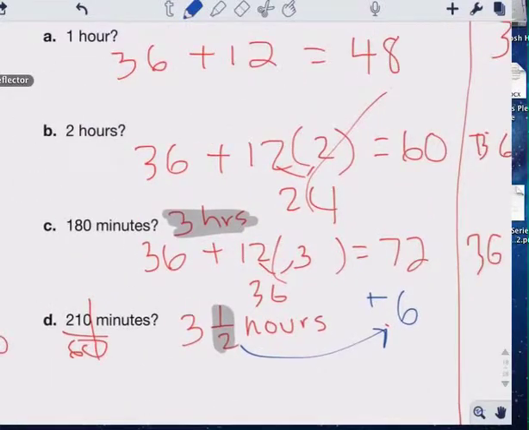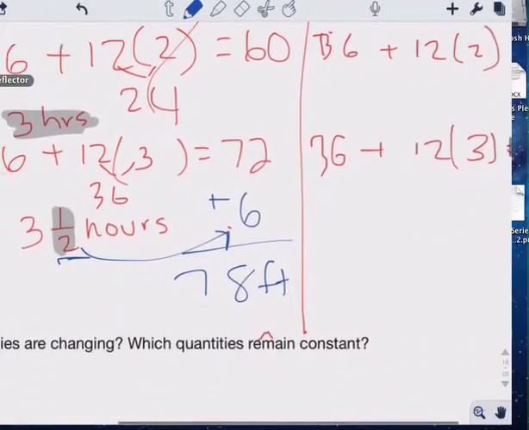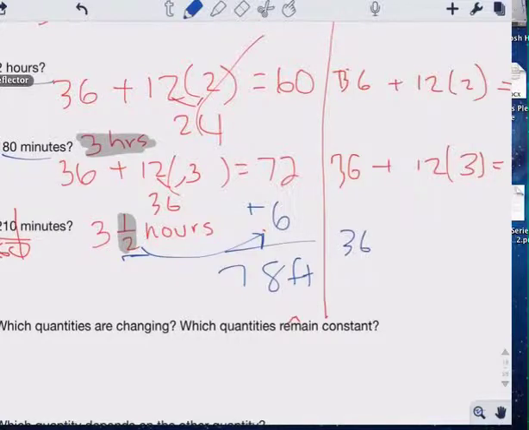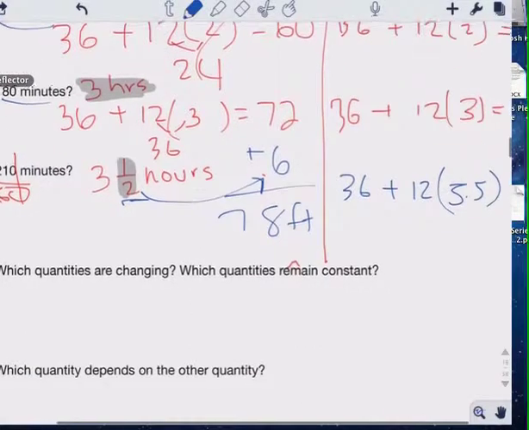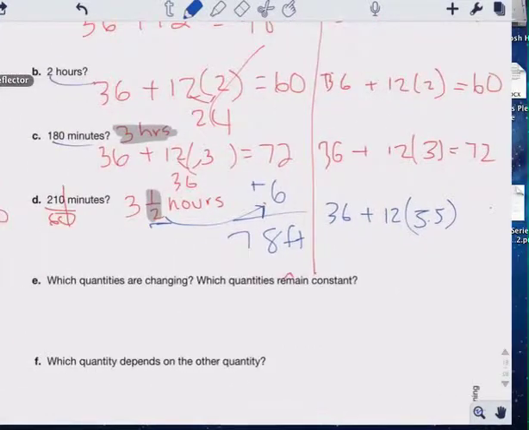Because all of these were whole hours, and this is 3 and a half. And half of 12 is 6. What's half of 12? 6. So you get 78 feet. So an equation for this is 36 plus 12 times 3.5 equals 78.